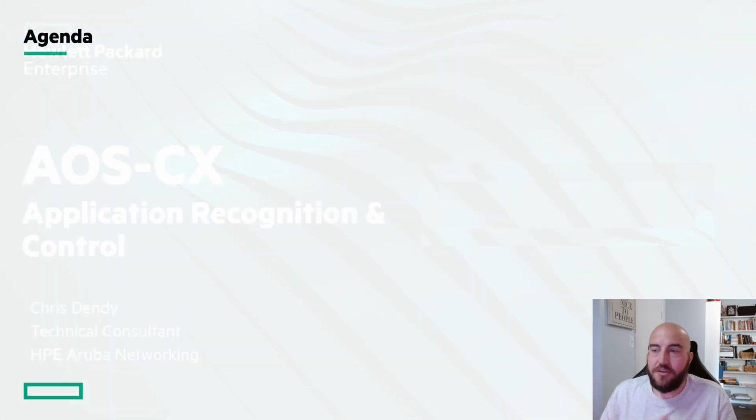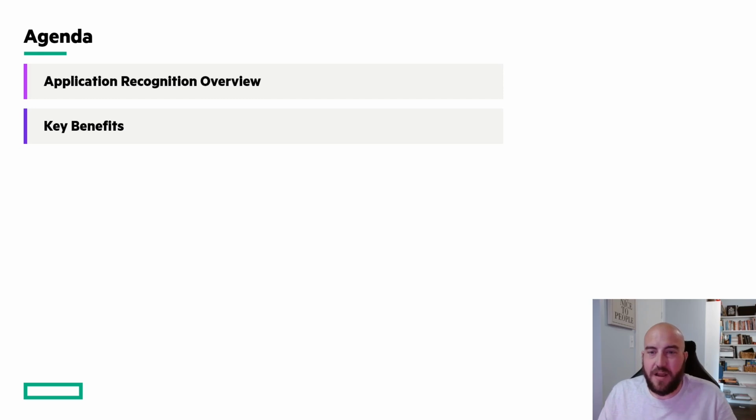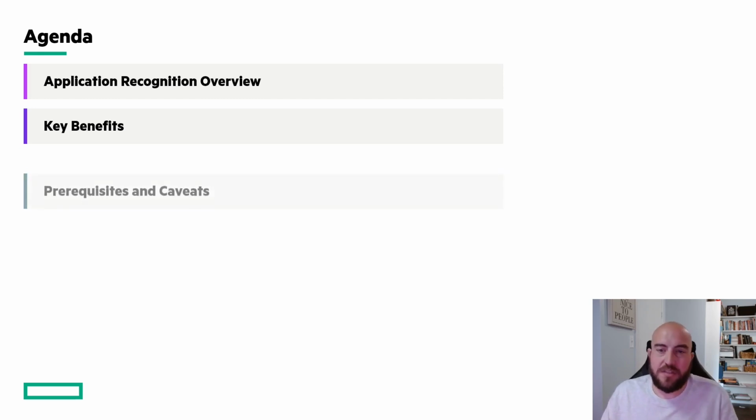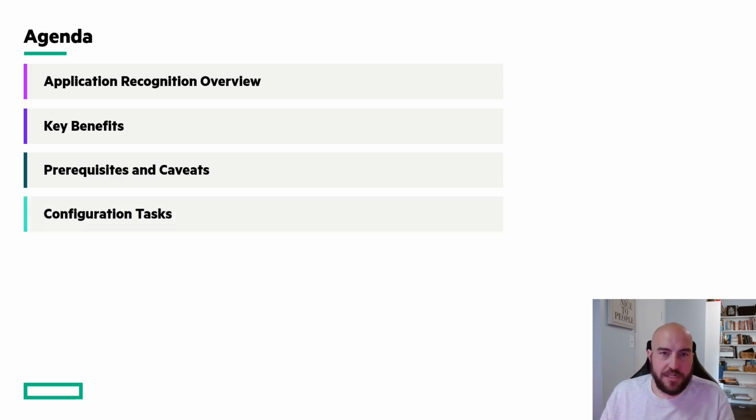So today we're going to start with an overview, then we'll move into the key benefits that application recognition and application-based policy provide for you as a network administrator and for your network security policies. Then we're going to look at the prerequisites and caveats that are good to know in getting this feature up and running properly. We'll go over the order of operations in getting this feature set up and configured. And then we'll conclude with a demo where I'm going to show you what the configuration process actually looks like, and then I'll show you from an end user perspective what it looks like when an application-based policy is applied.